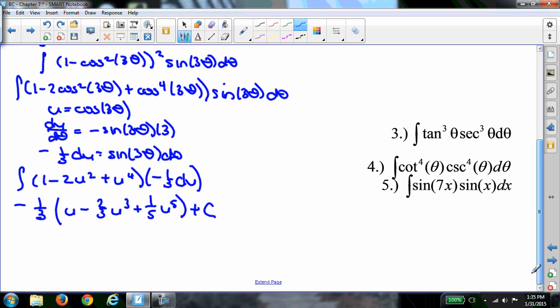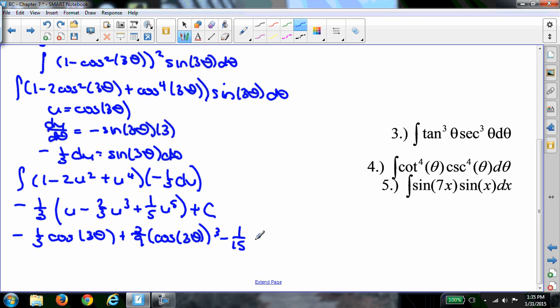So the final answer for this is going to be negative 1/3 u, which is cosine of 3 theta, plus 2/9 u cubed, so cosine of 3 theta cubed, minus 1/15 u to the 5th, so cosine of 3 theta to the 5th, plus c.